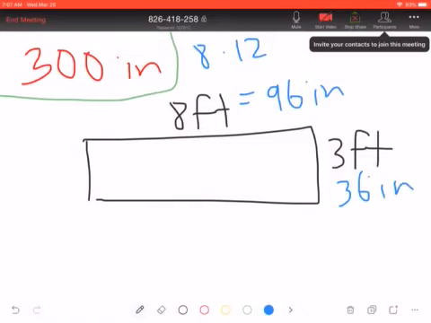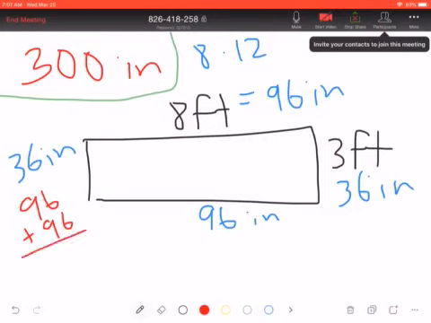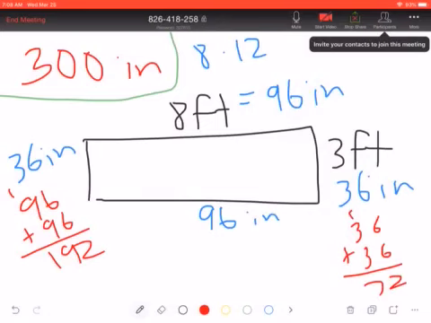So now that you know that, it should be pretty simple to solve. We're just going to add up. If that side's 36 inches, that's got to be 36. If that's 96, that's also got to be 96. So let's find out how many inches she would use for the border. Let's add our 96 and 96. 6 plus 6 is 12, 9 plus 9 is 18 plus 1 is 19, that's 192. And then over here we'll do our 36 and 36. That should give us 72.